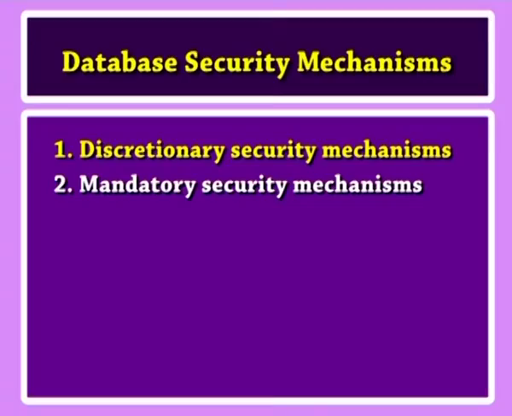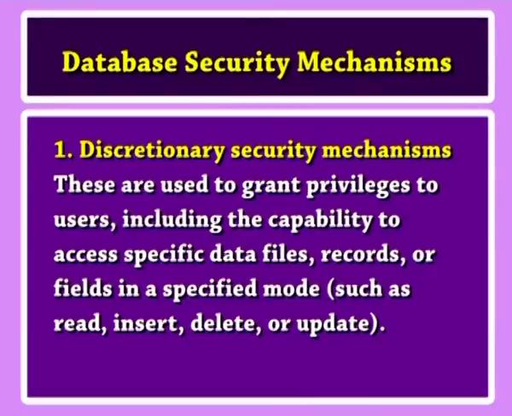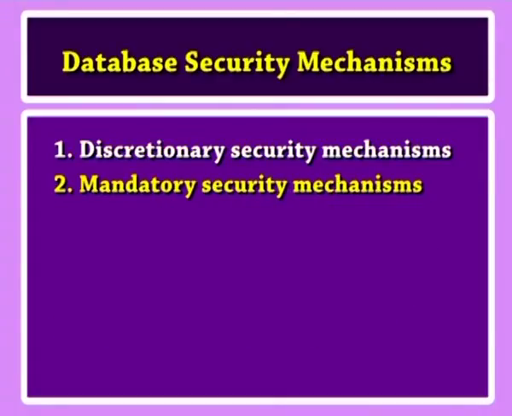It is now customary to refer to 2 types of database security mechanisms. Those are: number 1, discretionary security mechanisms. Discretionary security mechanisms are used to grant privileges to users, including the capability to access specific data files, records or fields in a specified mode, such as read, insert, delete or update. Number 2, mandatory security mechanisms.